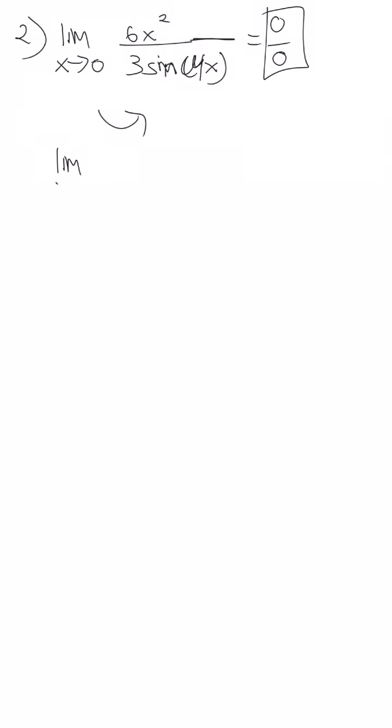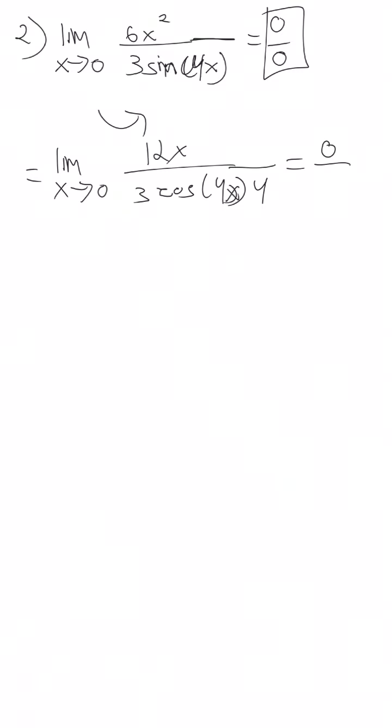So this becomes the limit as x approaches 0 of 12x over 3 times cosine of 4x times 4. Okay. And that's going to equal 0 over, well, cosine of 0 is 1, so this is 12, so this is equal to 0.